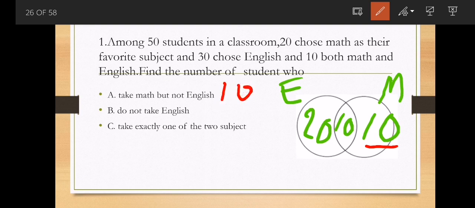Do not take English. So, we have here 50 students but hindi kumuha ng English. So, 50 minus 30 is equals to 20. So, ganun lamang po kasimple.